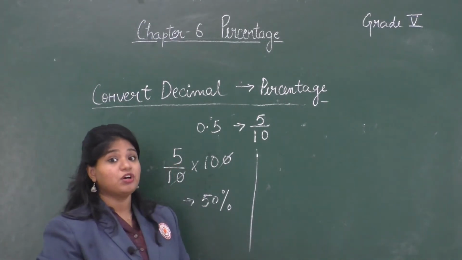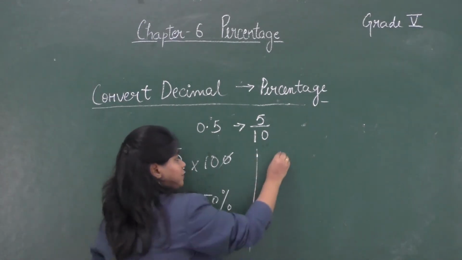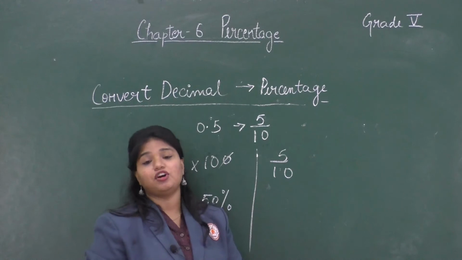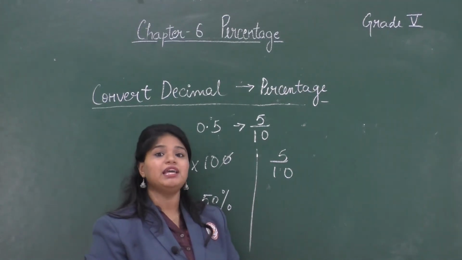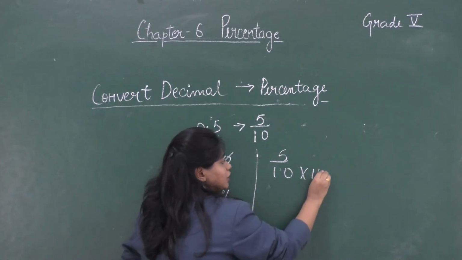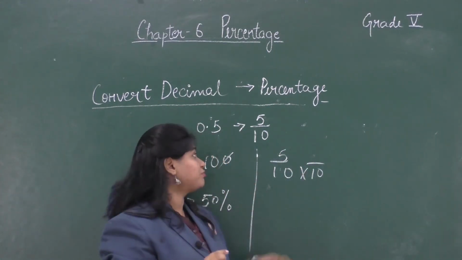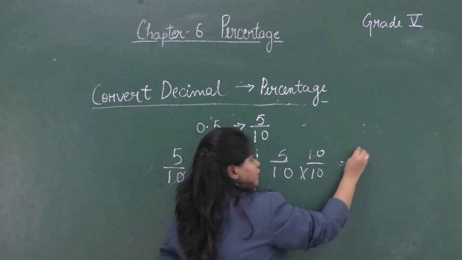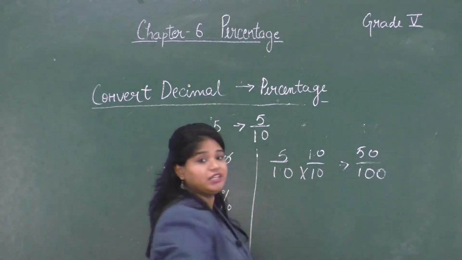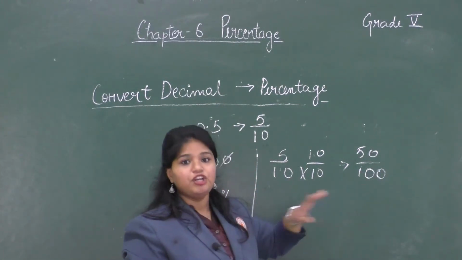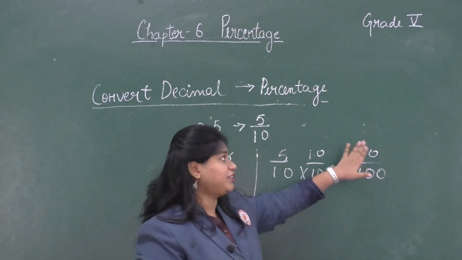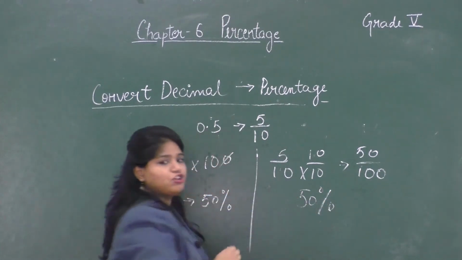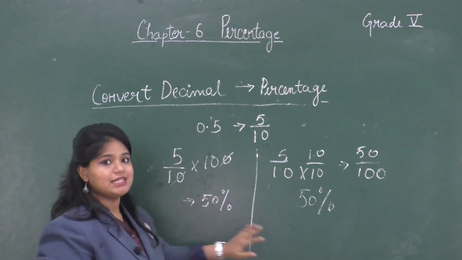Now the second method was to make the denominator 100. So 5 by 10. What should I multiply by so that I get the denominator as 100? I will multiply it by 10. Yes. If I am multiplying the denominator by a number, the same number has to be multiplied with the numerator as well. So here I get 50 by 100. Now when we have the denominator as 100, we just have to omit the denominator and write the numerator along with the percentage sign. So here I get 50%. Whatever method you use, you would get the same answer.